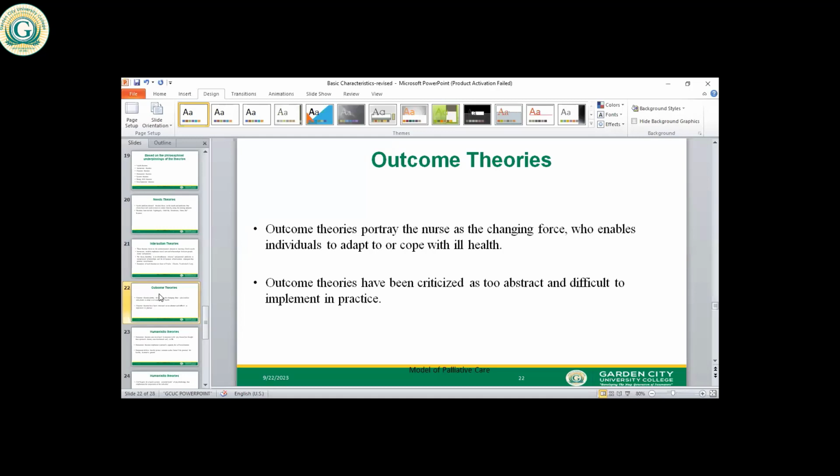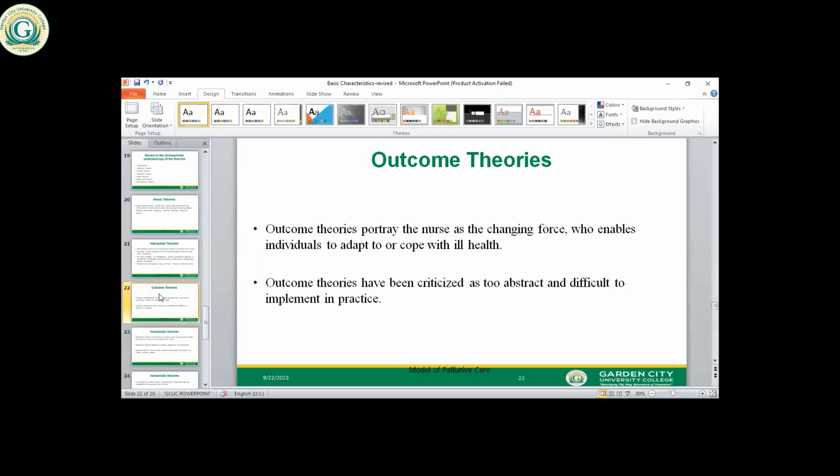When you compare outcome theory with the other theories under the philosophical underpinnings, outcome theories are abstract and difficult to implement in practice. With this type of theory, they see the nurse to be the force that will bring about patient recovery. Outcome theories see the nurse as the changing force, the one responsible for bringing about good health, as well as the one that will help patients cope with the disease.